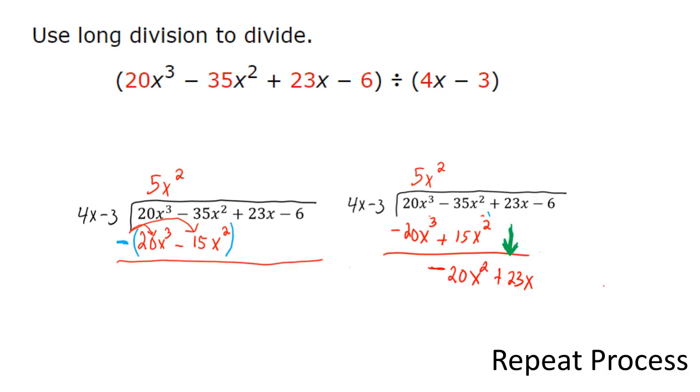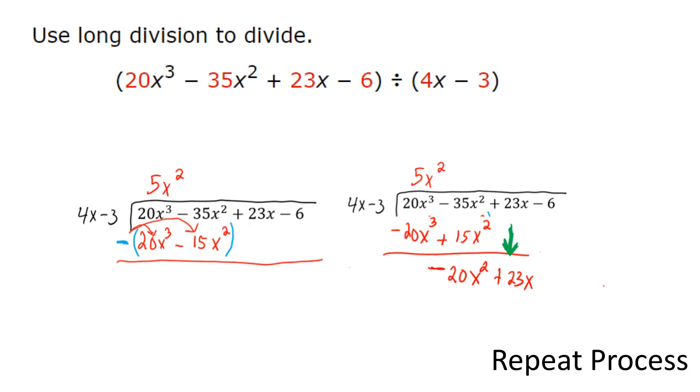So here, 20x cubed minus 20x cubed is 0. Minus 35x squared plus 15x squared is minus 20x squared. And then I bring down my next term. Okay. So now I do it again. I do the process again.